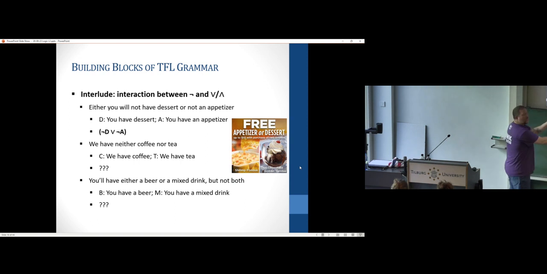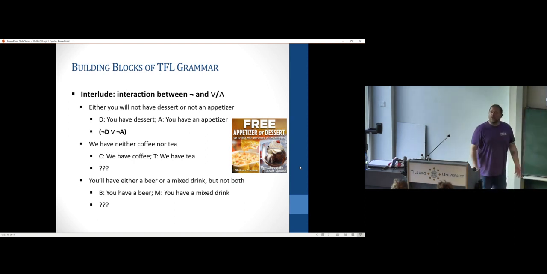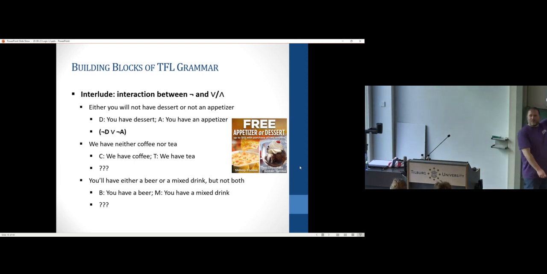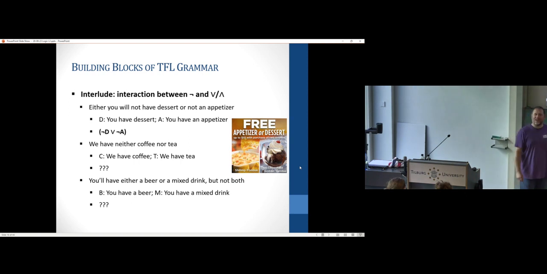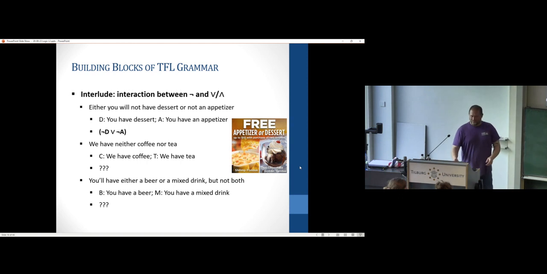In fact, what's the only way that both of these would be false? How is it that I could violate my wife's command? What's the one way that these would be false? Right? I totally break the diet and I have an appetizer, a main, and a dessert. Beautiful. Okay, good for the first one?